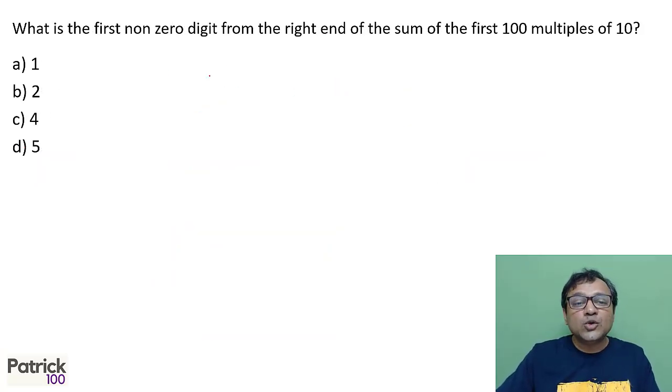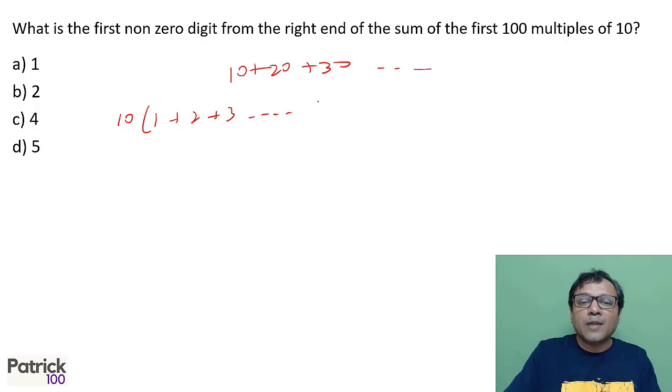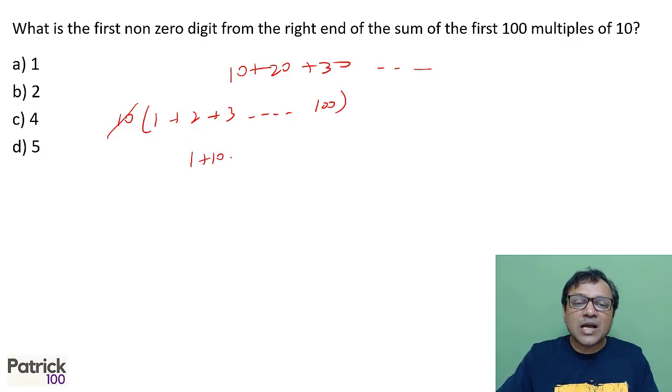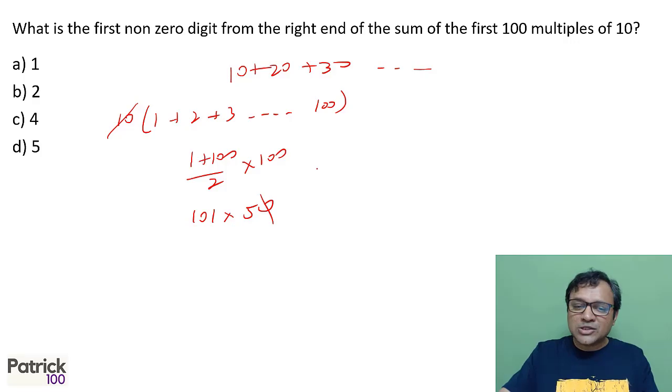Find the first non-zero digit from the right end of the sum of the first 100 multiples of 10. So 10, 20, 30, sum. First 100. Take 10 common. It will be 1 plus 2 plus 3 up to 100. I can ignore 10 because it will just give you last digit 0. What is the addition of this? First term plus last term divided by 2 into number of terms, which is 101 into 50. Again 0 I can ignore because it will give you last digit 0. So first non-zero digit will be 5 into 1, 5. So D option. That's the answer.